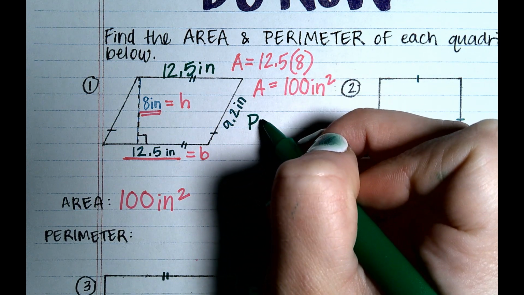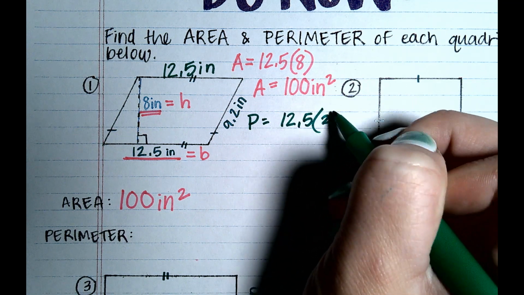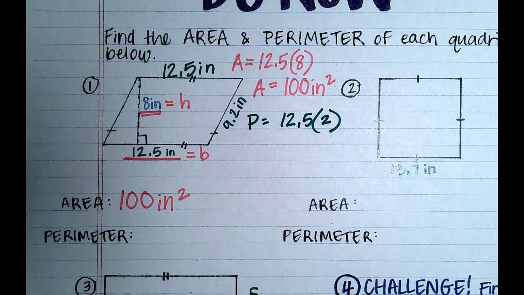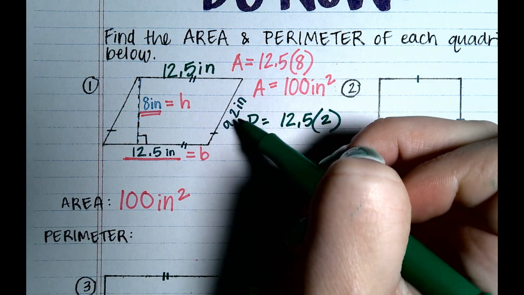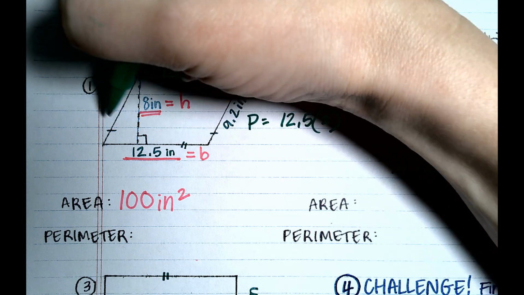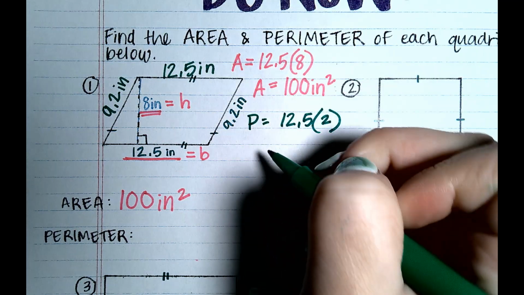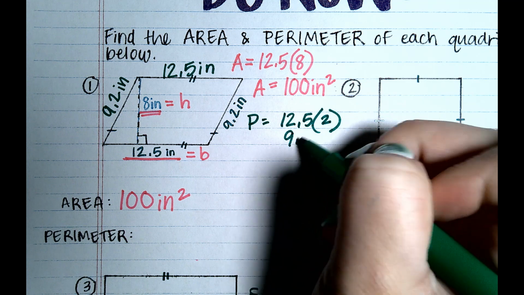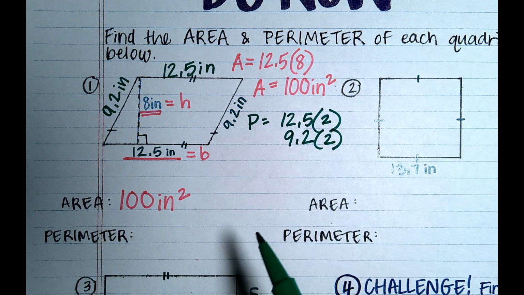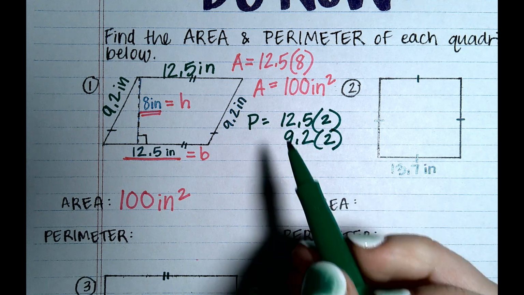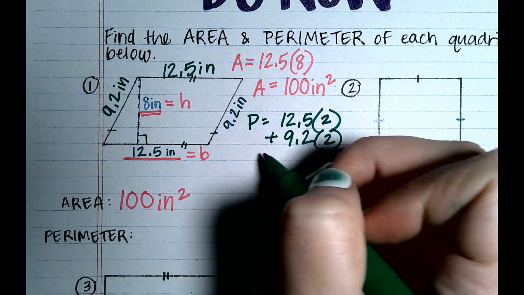So we're going to start, you said 12.5 times 2, and then what'd you do? And then 9.2 times 2. Yes, and then the other two sides, 9.2 times 2, because this one is also 9.2. To make it in more simpler terms, you're just going to add 12.5 plus 12.5 plus 9.2 plus 9.2. Perfect. So you're just adding 12.5, 12.5, 9.2, 9.2.